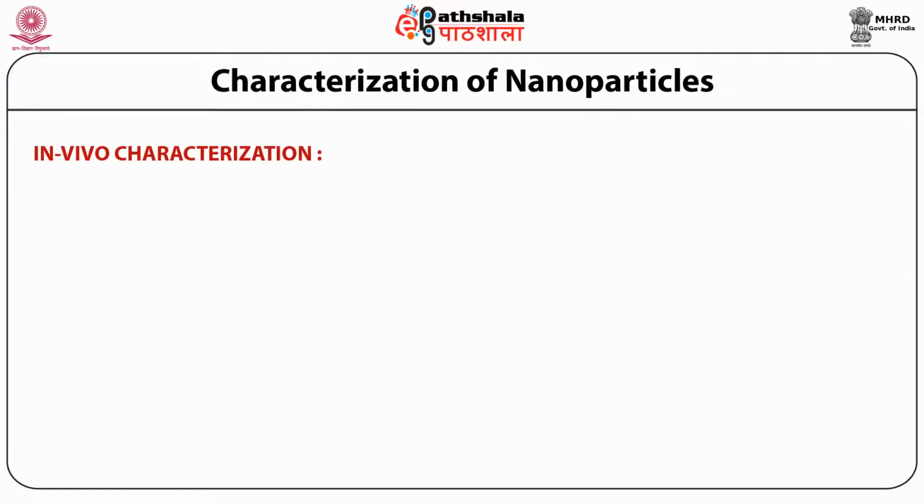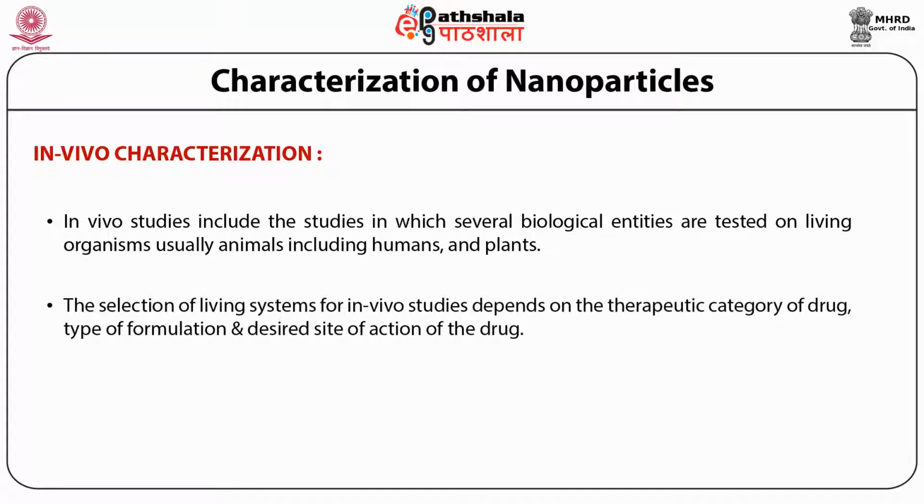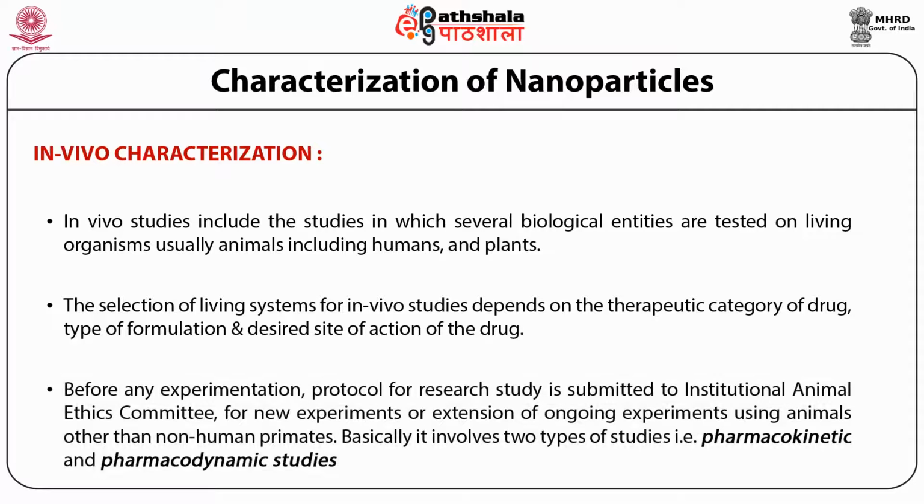In vivo characterization. In vivo studies include the study in which several biological entities are tested on living organisms, usually animals, including human and plants. The selection of living systems for in vivo studies depends on the therapeutic category of drug, type of formulation, and desired site of action of the drug. Before any experimentation, the protocol for the research study is submitted to the Institutional Animal Ethics Committee for new experiments or extension of ongoing experiments for animals other than the non-human primates.